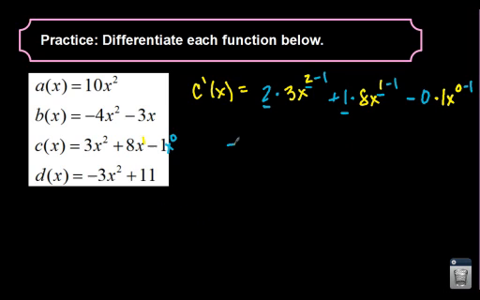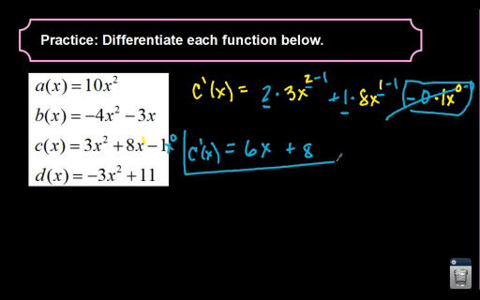Okay, so let's go ahead and simplify. So we have 2 times 3 is 6, x, plus 1 times 8 is 8, x to the 1 minus 1 power is x to the 0. x to the 0 is 1. So we just have 8 times 1, which is 8. And now we have 0 times some stuff. 0 times anything is 0. So our derivative for c of x is 6x plus 8.